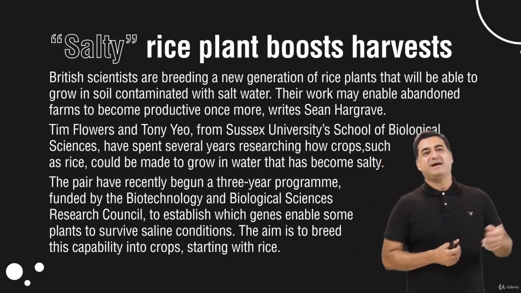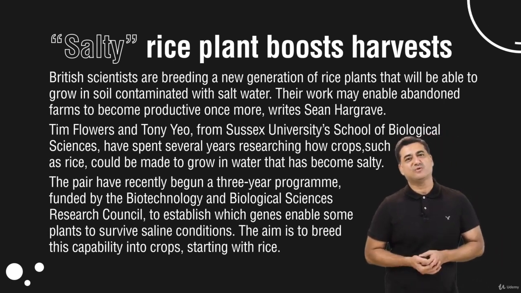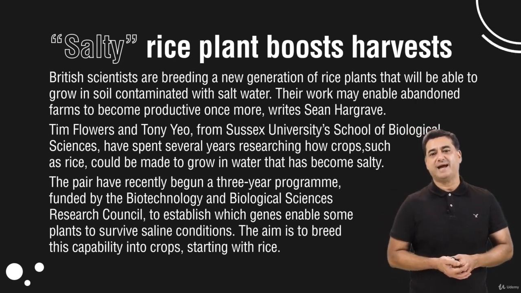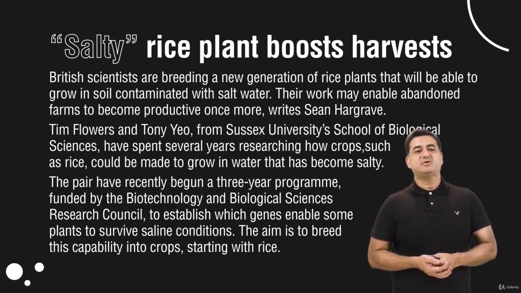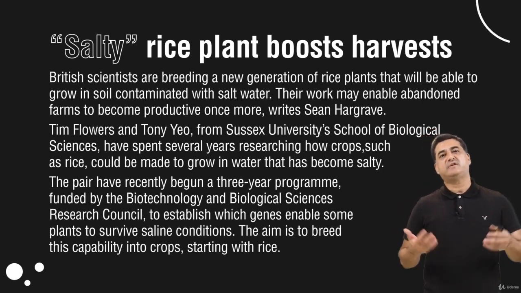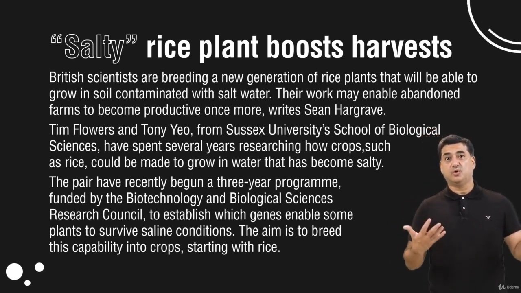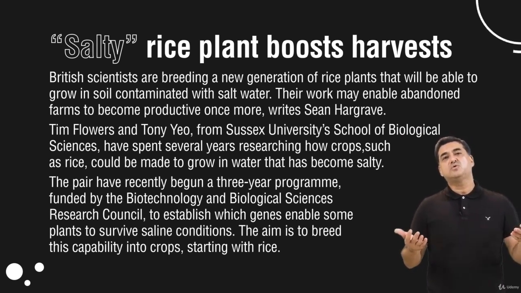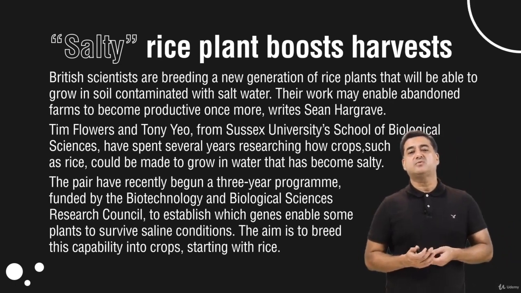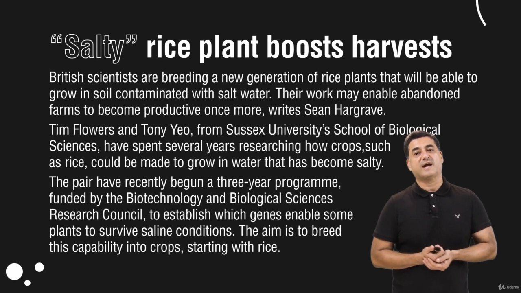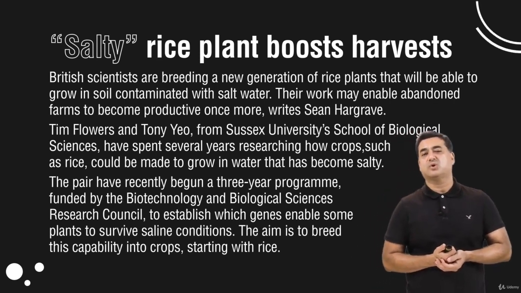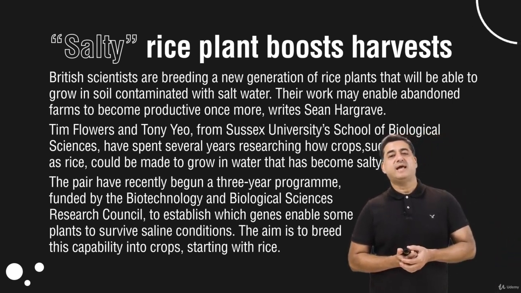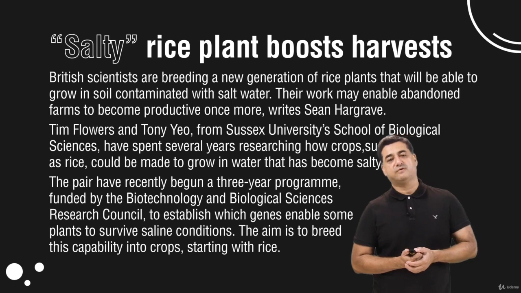And let us look at the subheading also, which says British scientists are breeding a new generation of rice plants that will be able to grow in soil contaminated with salt water. This is a big problem. You know that the land gets contaminated with salt water and then it is not usable for crops. So they are trying to breed something, a new generation of rice plants that will be able to grow in soil contaminated with salt water. Their work may enable abandoned farms to become productive once more.